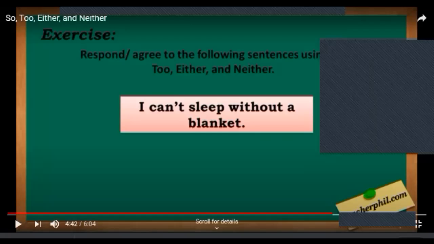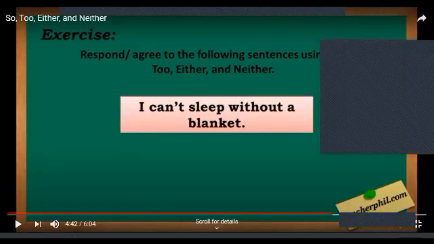I can't sleep without a blanket. Is it a positive statement or a negative statement? Yes, Arich? Yes, Huria, beta? Ma'am, first of all, it's a negative statement. Yes, it's a negative statement. That means you will be using either and neither here.